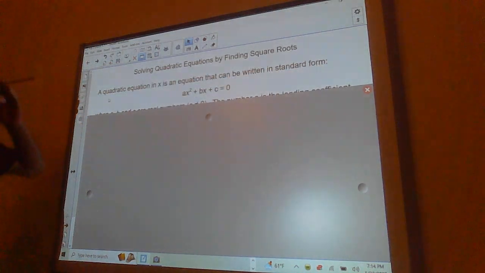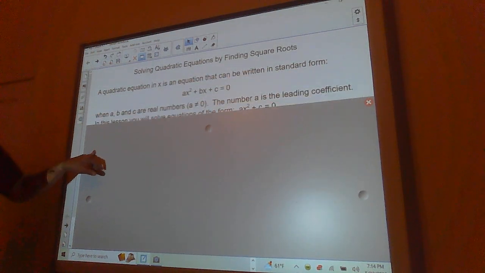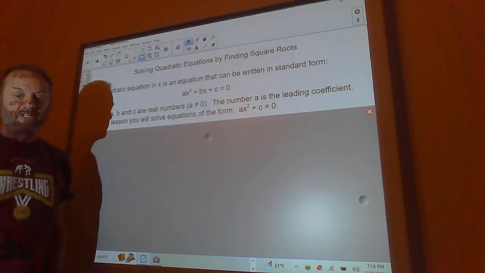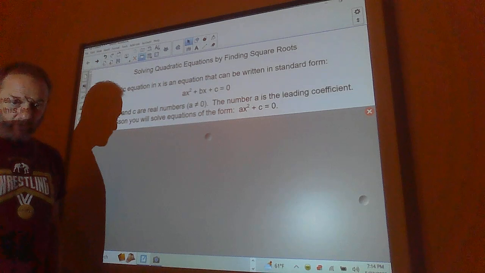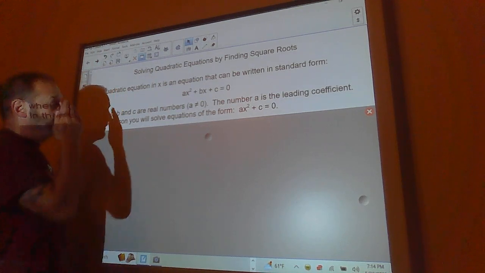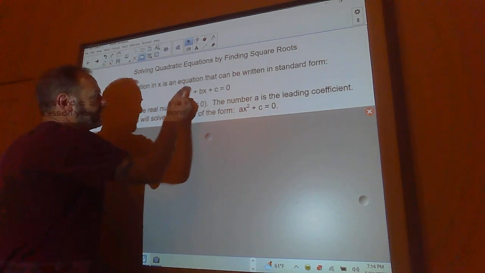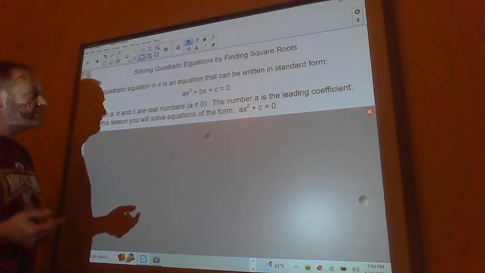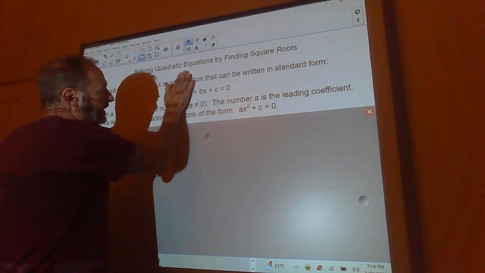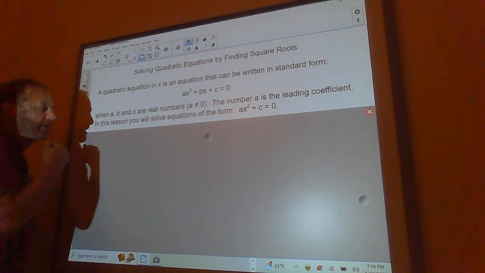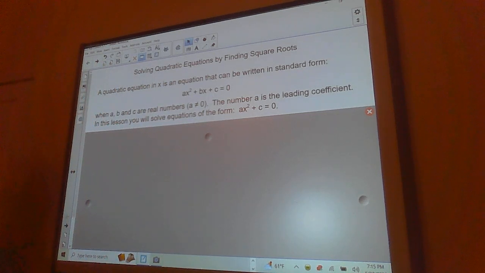A quadratic equation in x is an equation that can be written in the standard form ax squared plus bx plus c equals 0, where a, b, and c are real numbers, but a can't be 0. The reason is if you don't have the x squared term, then it's not a quadratic equation. If a was 0, you'd just have bx plus c, which would be a line, and so it wouldn't be quadratic.